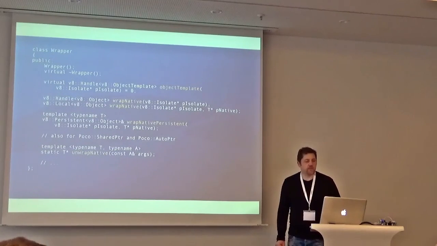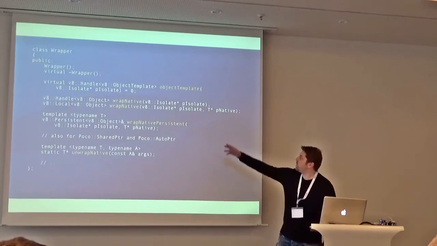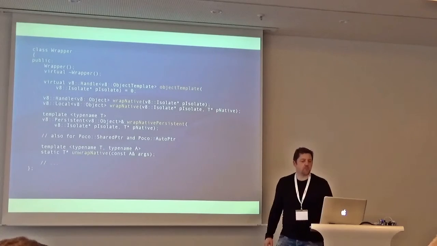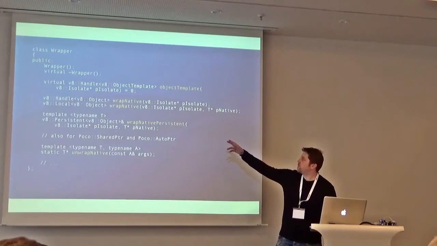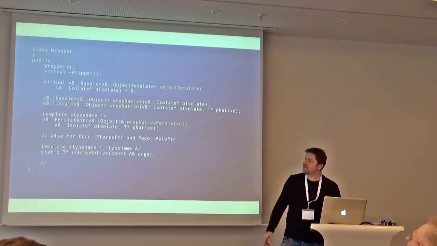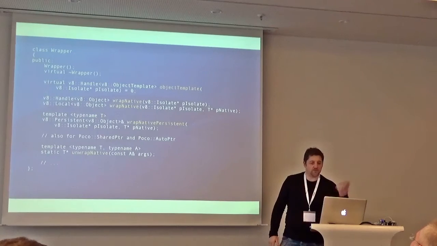This is how the Wrapper basically looks. As you can see, we have a virtual function called object template, which you have to override in a subclass. And then we have functions like wrap native persistent, which is actually a template that does the work for you most of the time.